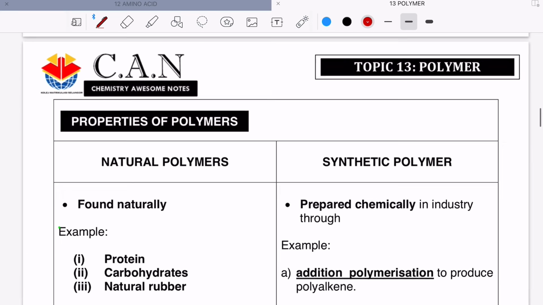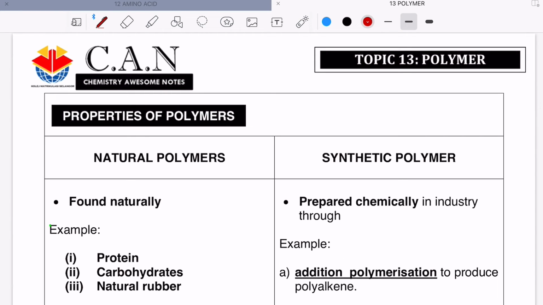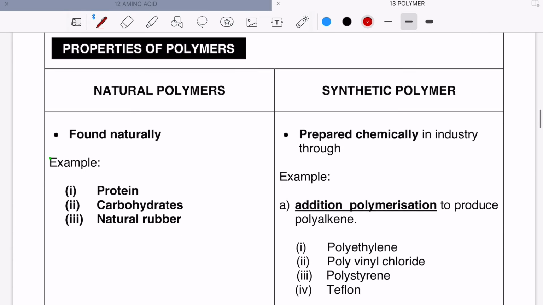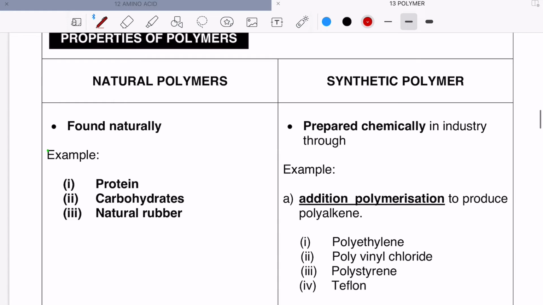And yes, we have two types of polymers in terms of properties. We have natural polymers and we have synthetic polymers. Natural polymers, we can get naturally; it is already here, God made them. It is found naturally. The examples are protein, carbohydrates, and also natural rubber. What is natural rubber? The rubber you get when you go to potong getah.